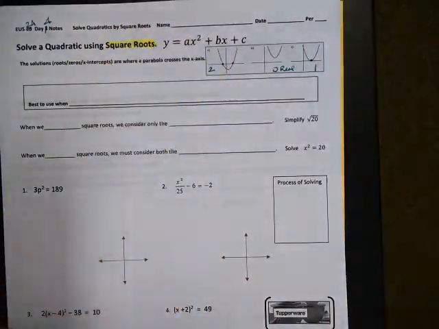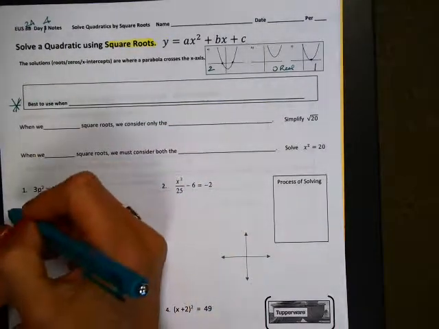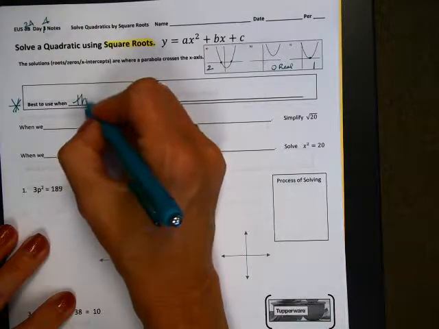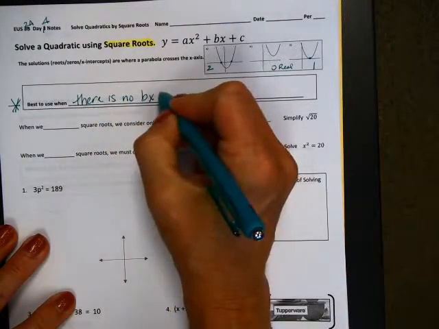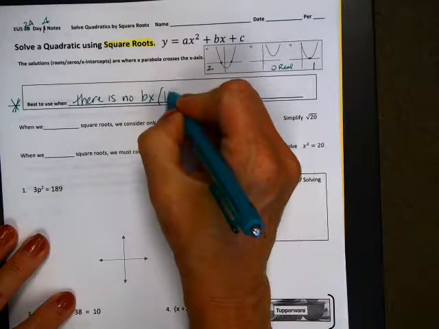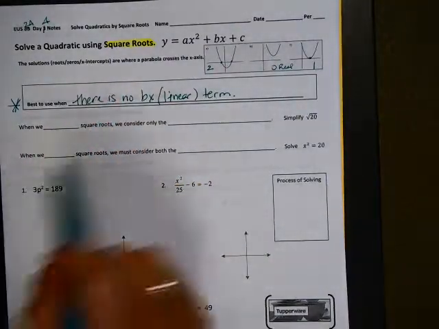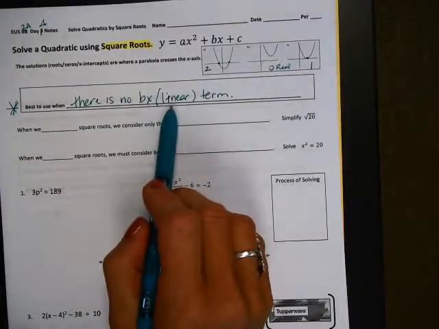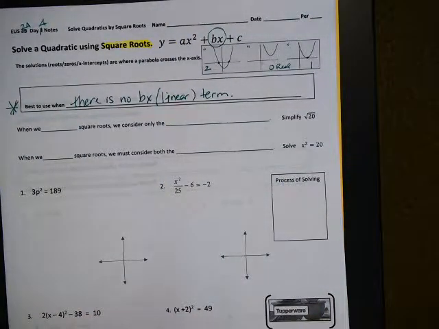Okay, you can't use this all the time. The best time, basically the only time to use it, is when there is no bx. Do you remember what we call that term? It's our linear term. You're going to use solving by square roots when there is no bx or your linear term. Remember, your bx term is that one right there. So that's what we're going to do today.